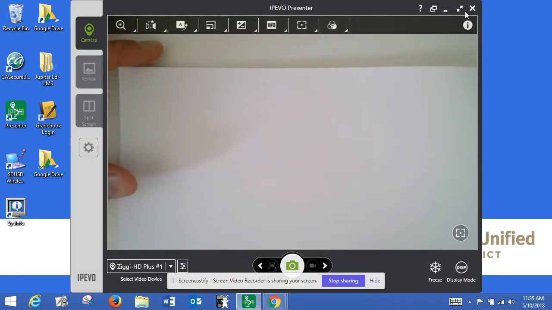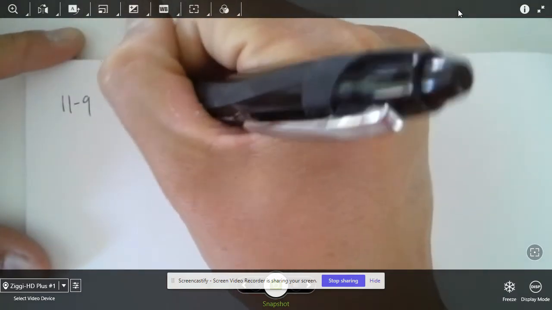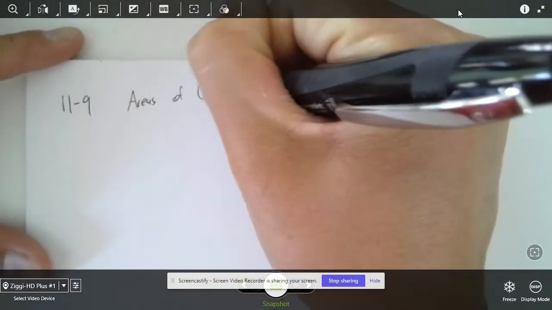Open up the screen here. It's gonna be 11-9, areas of circles and sectors.